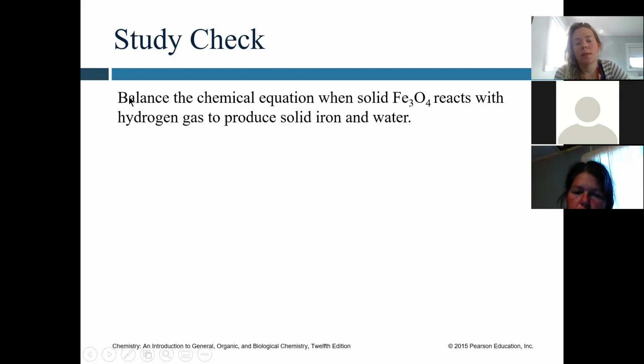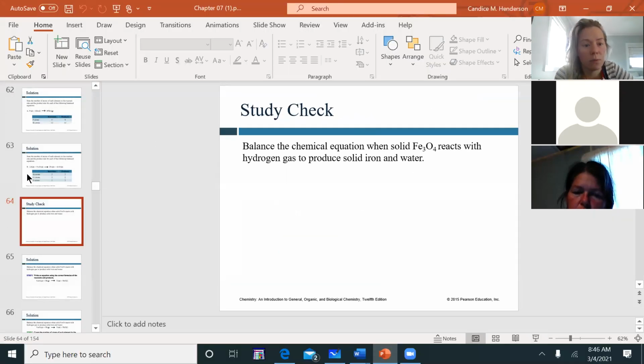All right, so this here says balance the chemical equation when solid iron oxide, Fe3O4, reacts with hydrogen gas to produce solid iron and water. Oh man, this one's kind of fun. Okay, we're gonna take a break from that for a second because that's kind of adding another layer to what we're doing. I want to just balance some equations. Let's go ahead and balance equations.